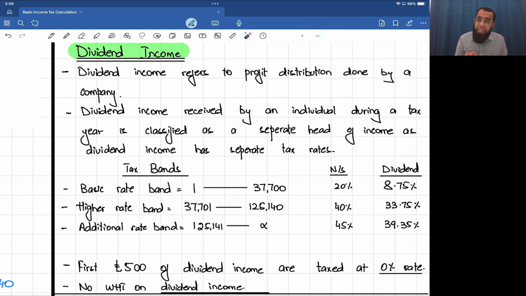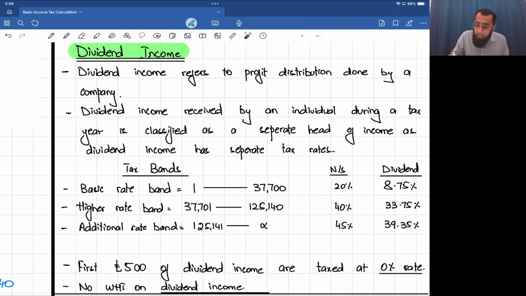Now the tax rates of dividend income are different, and they are less than the normal tax rates. Now you must be thinking why. If you want to inquire about the reason, see, normally in tax there are a lot of rules. So in the majority of situations, teachers say that it's a simple rule. But wherever possible, I try to give the reasoning.